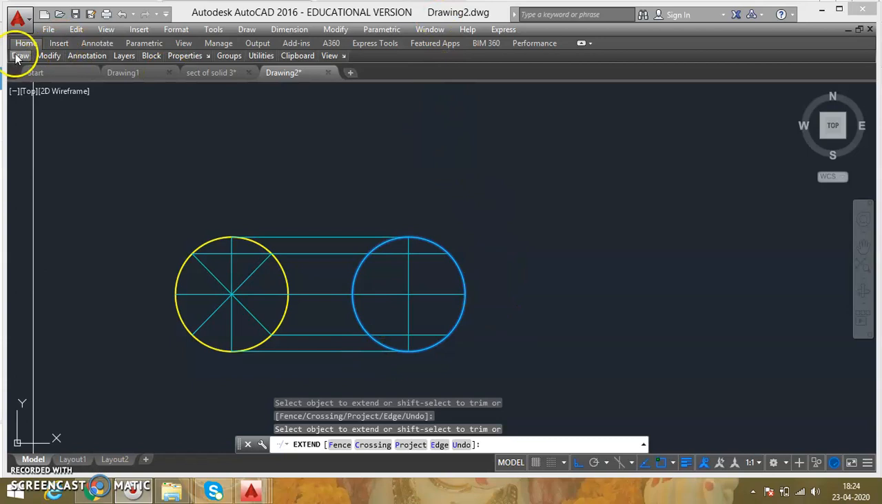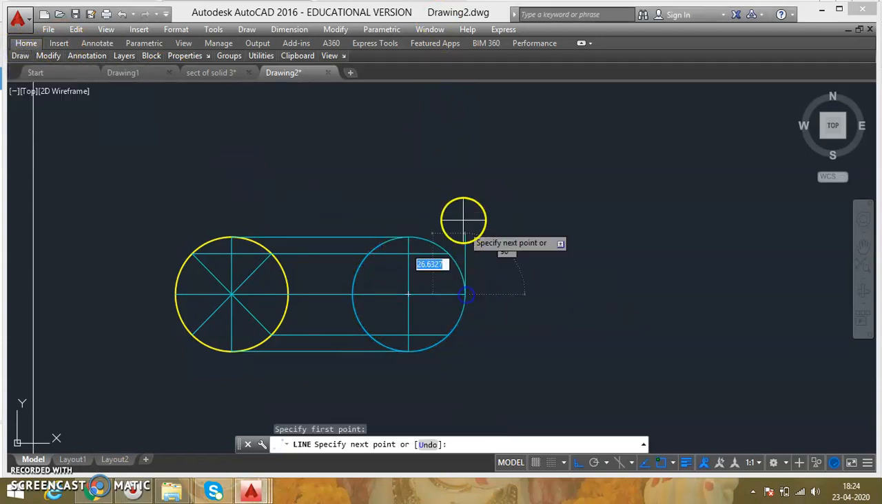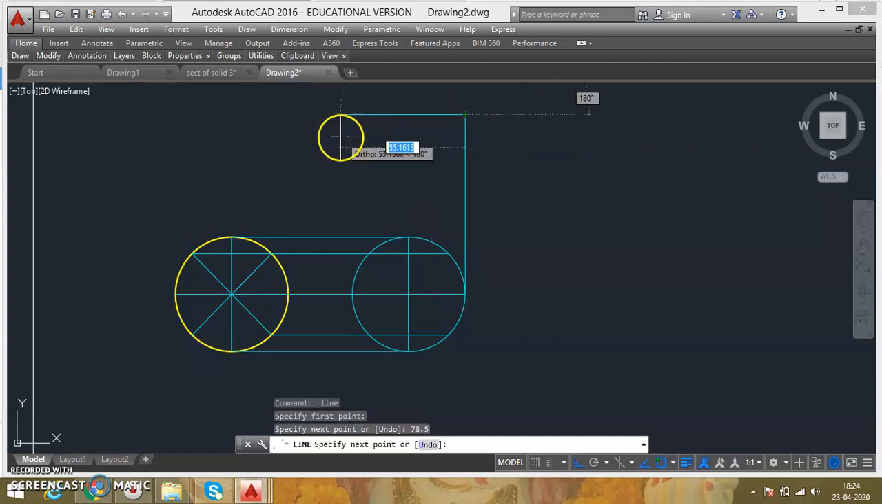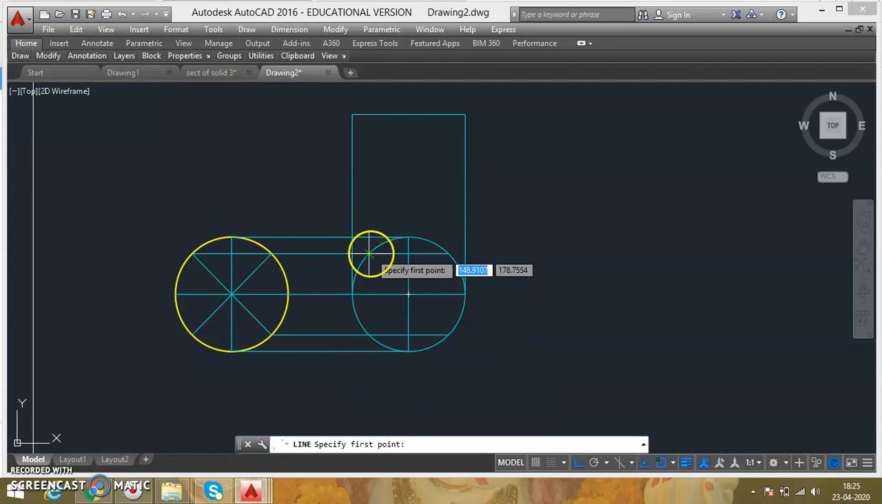So what we will do next is we will take a line command, and from this point again we will go up for 78.5, that is pi r distance. So 78.5. Again on this side for 50, enter. From here, then again you can just extend these divisions on this side as well.